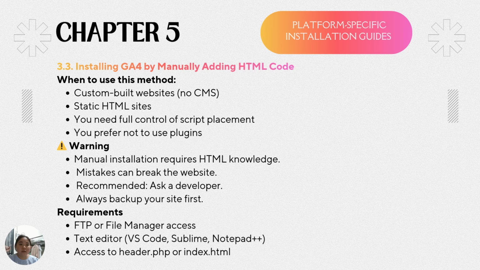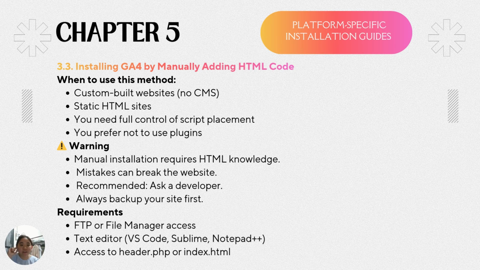So, how to install GA4 by manually adding HTML code. When to use this method: custom-built websites like Node CMS, static HTML sites, when you need full control of script placement, or you prefer not to use a plugin. Warning: manual installation requires HTML knowledge. A mistake can break the website. I recommend you ask the developer, and always back up your site first.